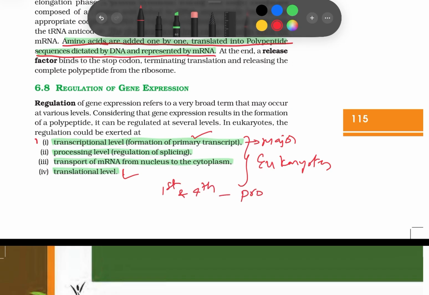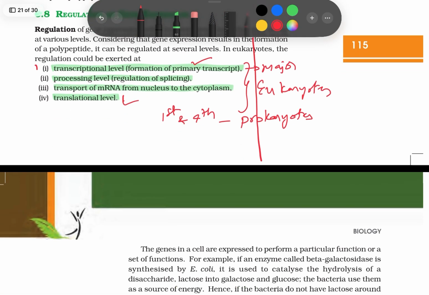Why? Because in prokaryotes, there is no need of any processing, no need of any transfer of mRNA to any other site. Both transcription and translation occur at a time and simultaneously in the same compartment, that is cytoplasm. So in eukaryotes, it occurs at 4 levels. In prokaryotes, it occurs at only two levels. Those are first and last. Next.